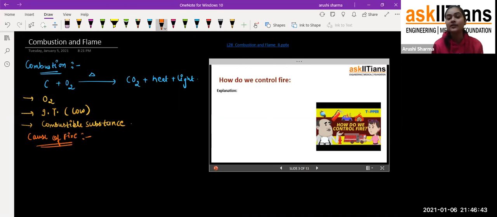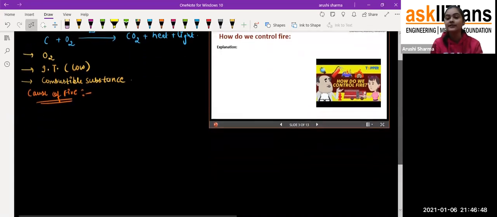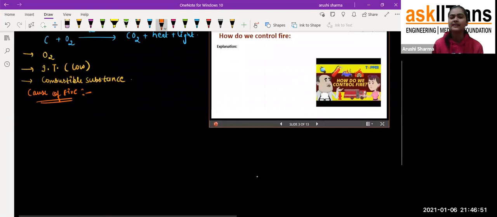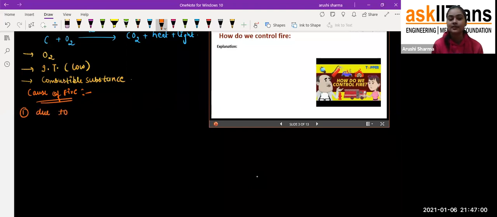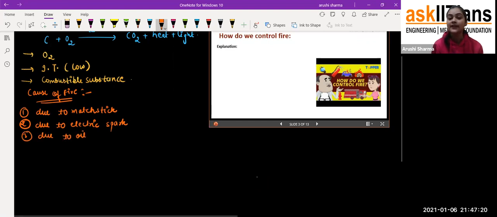Okay, so here we can see the cause of fire. Then we'll think about the techniques, how we can stop that fire. First, the fire which can occur normally due to a matchstick or something like that, you can control by applying water. Second, due to any electric spark or electric short circuit. And third, sometimes it happens due to oil. In these two cases, never use water.